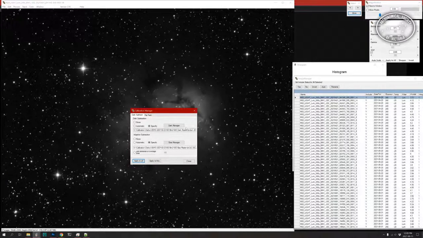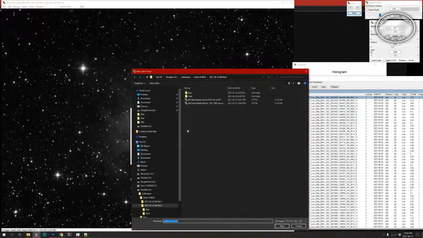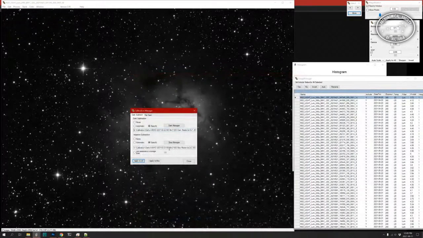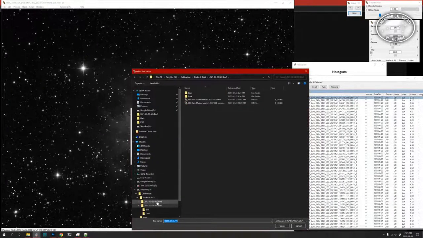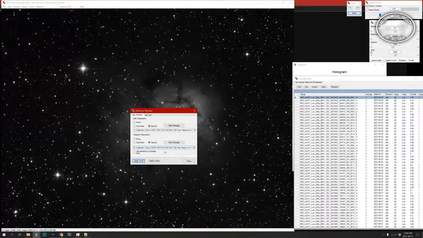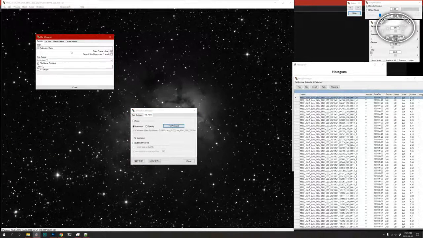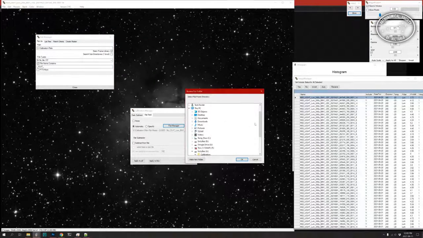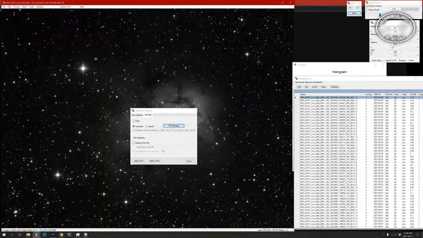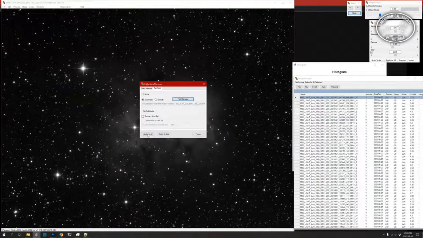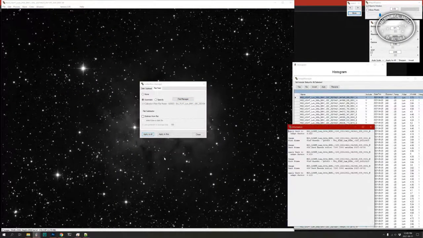So I point CCD stack to the master dark frame, and I point it to the master bias frame. And I show CCD stack where to find the flats. And they happen to be in this folder. And CCD stack will now calibrate each of those subs.